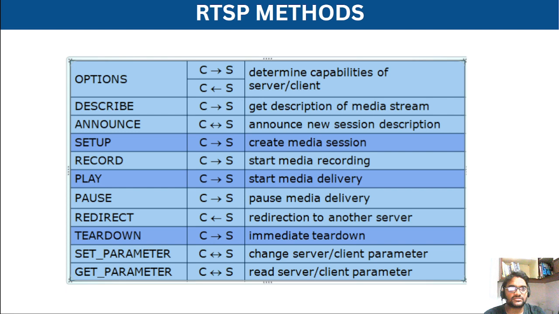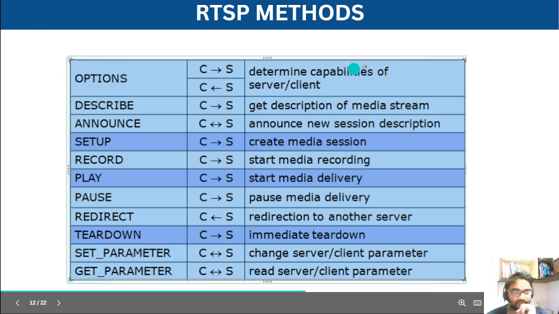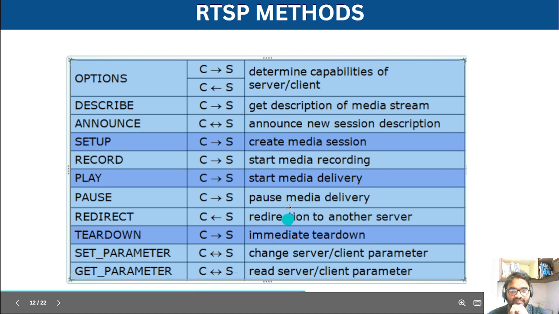So now let's quickly go through the RTSP methods. Since RTSP is a client server mechanism, between client and server certain handshakes will be happening, and these are the methods that are called by the client and the server in conjunction together. So options determines the capabilities of server and client. Describe is one such method, then announce, setup, record, play, pause, redirect, teardown, set parameter, get parameter, and these are the details about this particular method.